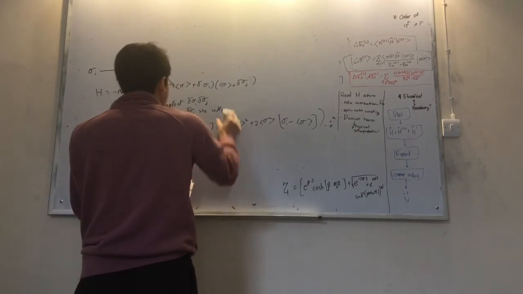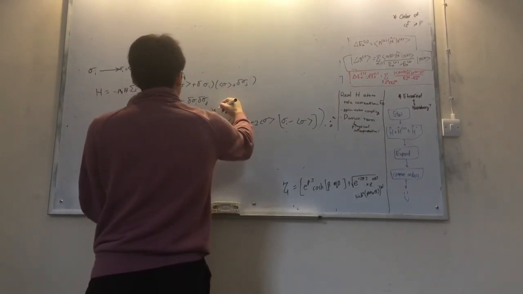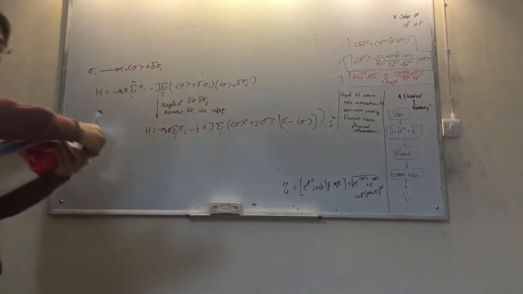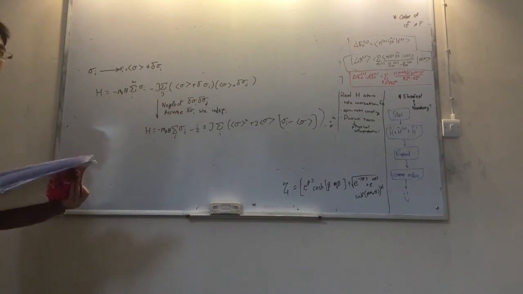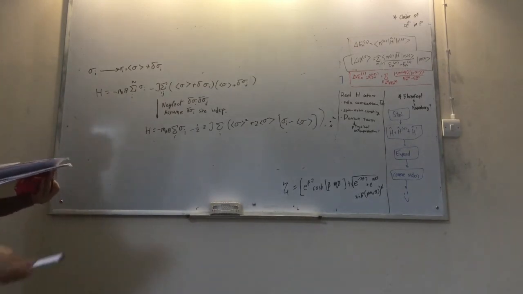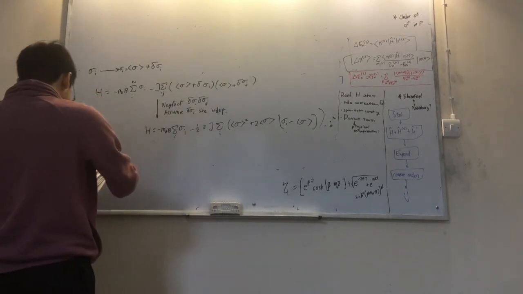Assume the fluctuations are site independent. So your fluctuations for each site are uniform throughout the whole system. There's an equal probability for getting any of the fluctuations; they're drawn from the same probability distribution. So this is linear in sigma i.